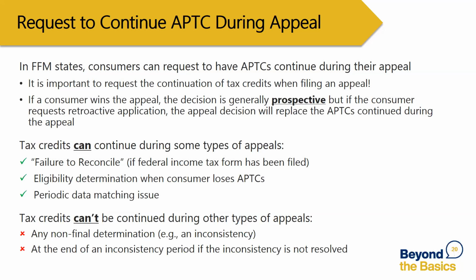So there are only certain times when tax credits can continue during the appeal. And so they can't be continued again if there's a non-final determination or at the end of an inconsistency period if the inconsistency is not resolved. So again, I know this gets pretty complicated, and there are certain circumstances where it's yes and certain circumstances where it's no. And that's why it's really important to make sure that if you are advising consumers, you really know the ins and outs of this.